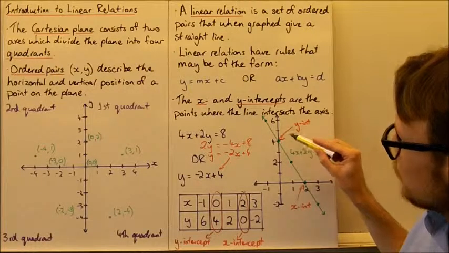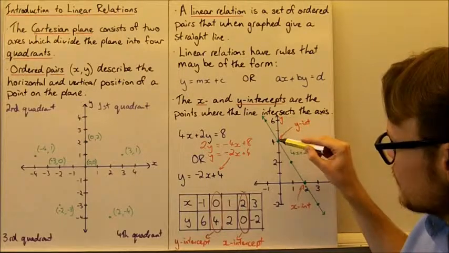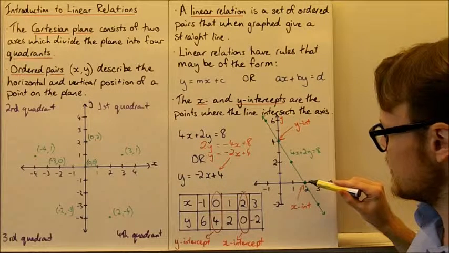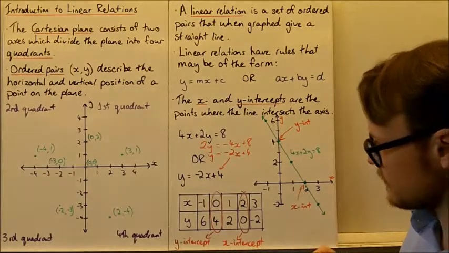And you can see the y-intercept here intersecting the y-axis. This is the y-axis here, so it's the y-intercept. And this is the x-intercept, where it's crossing the x-axis here.